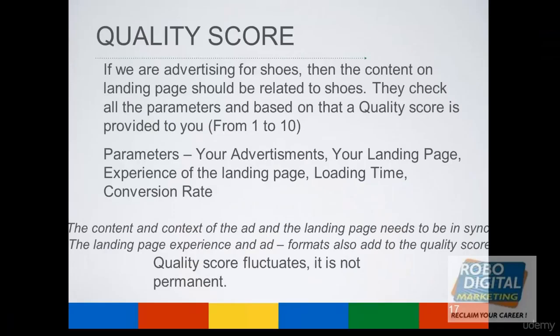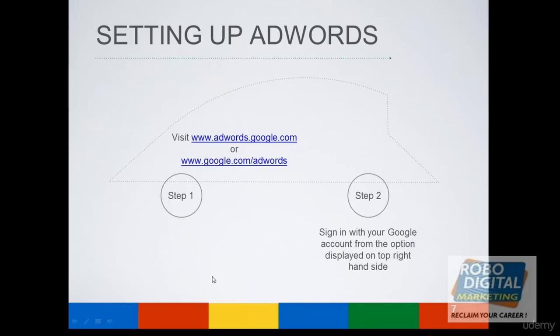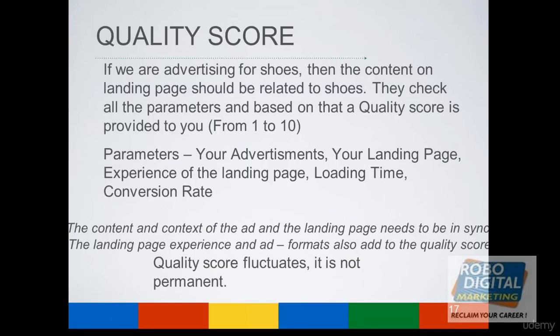So these 5 things you have to keep in mind whenever you are making ads: your ad should be relevant, your landing page should be good, the user experience on it should be good, the page loading time should be less, and the conversion rate should be high. And quality scores keep on fluctuating. It is not permanent. As you keep on changing the ads, it will keep on varying. It also keeps on changing with the user search. Whatever the user is searching, it keeps on changing on that as well.